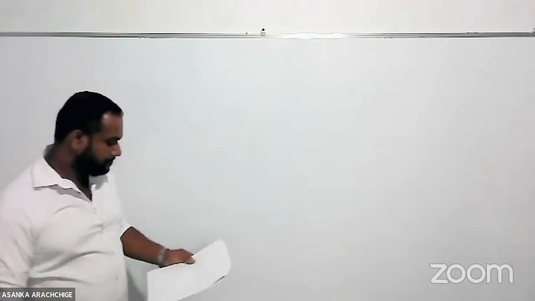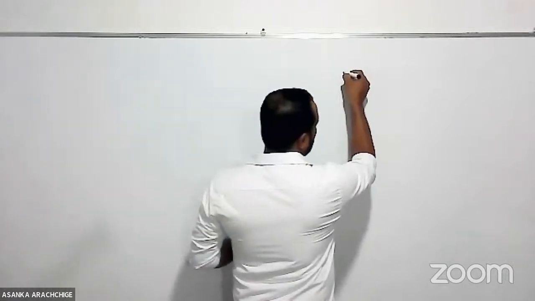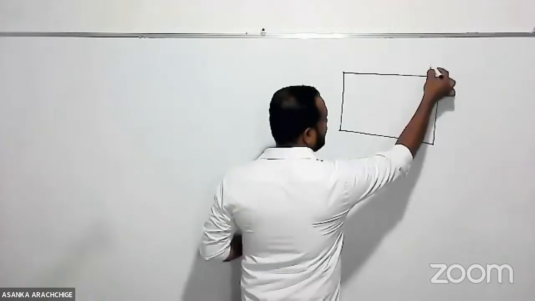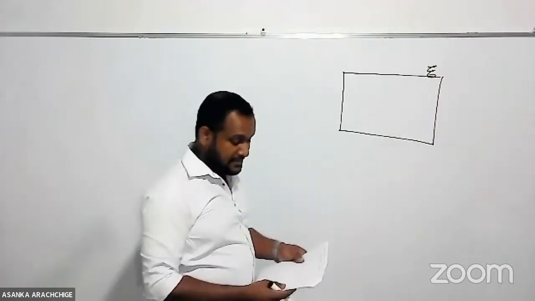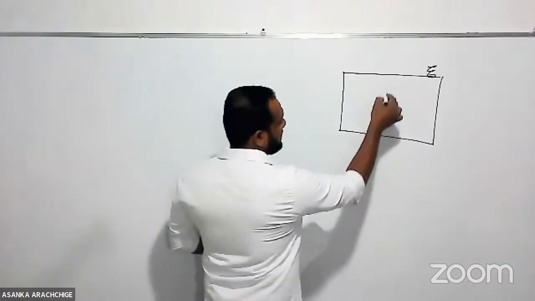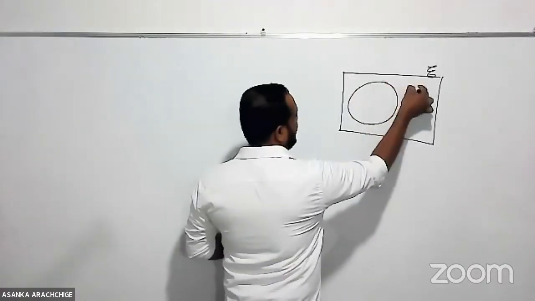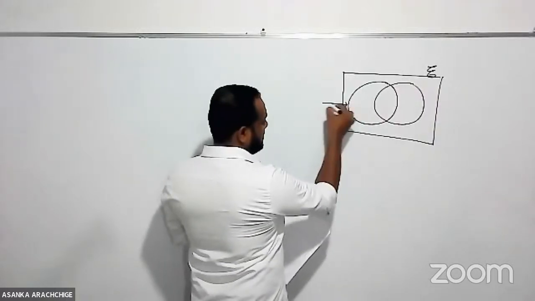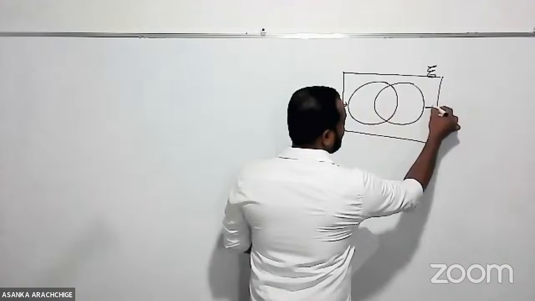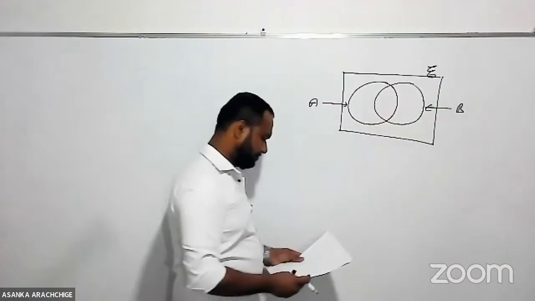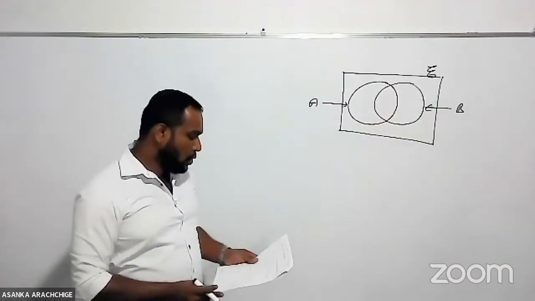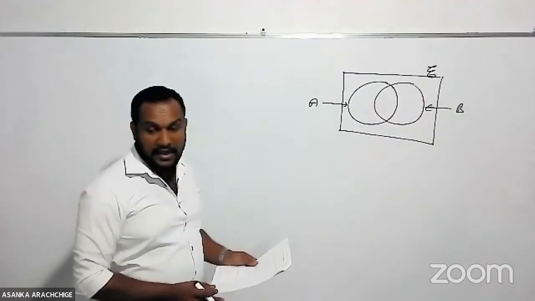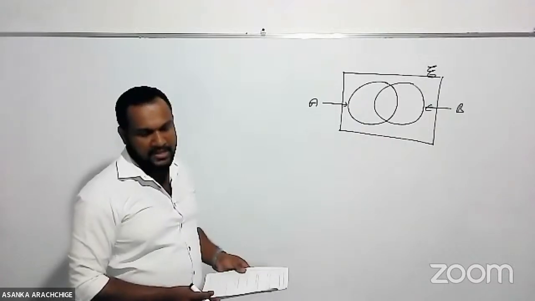Number 11. You are given an incomplete Venn diagram. This is the universal set. There are two intersecting subsets, namely this is A and this is B. Include the given data in the Venn diagram.